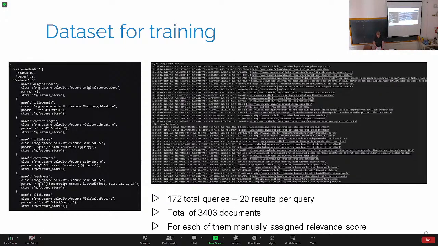For each single entry, I have manually assigned a relevancy score to mark, from my point of view, if this specific document is relevant or not for the query.